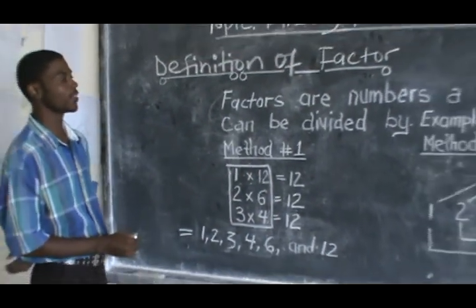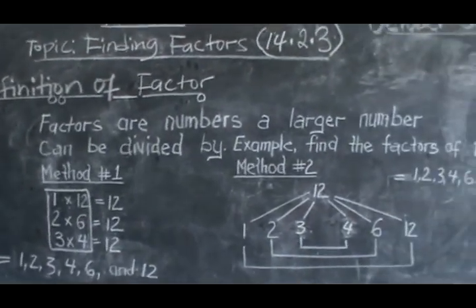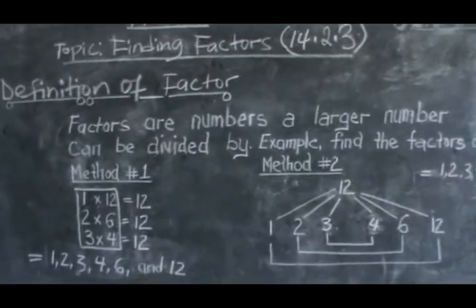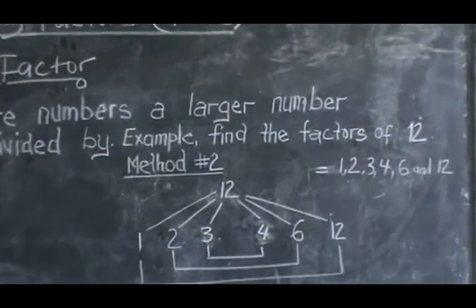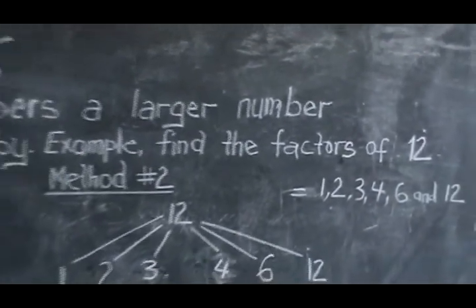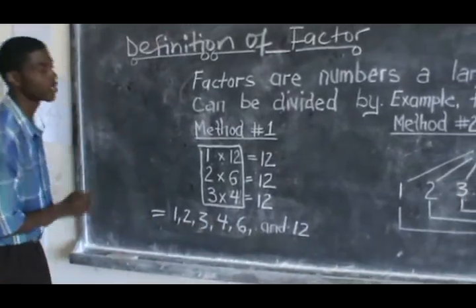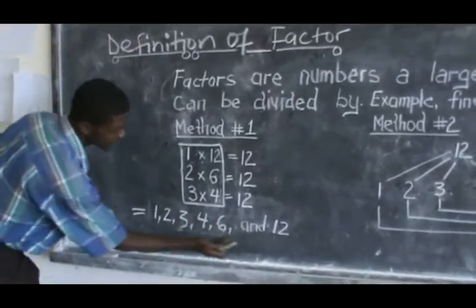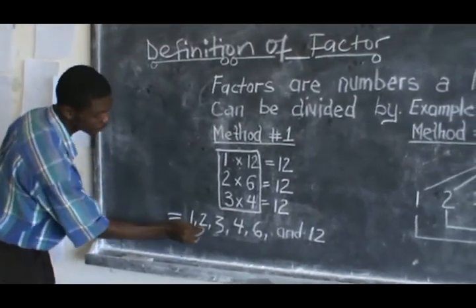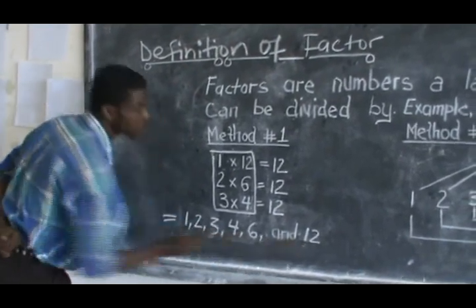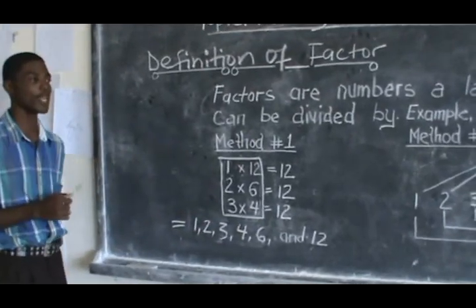Now, according to the definition, factors are numbers a larger number can be divided by. Now, we were given an example to find the factors of 12. So, according to this definition, the larger number here is 12. And all these numbers can go into 12. So, we take these numbers as the factors of 12. 1 can go into 12, likewise 2, 3, 4, 6, and 12. So, these are the factors of 12 using method 1.